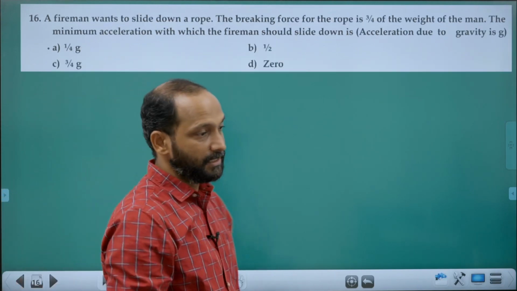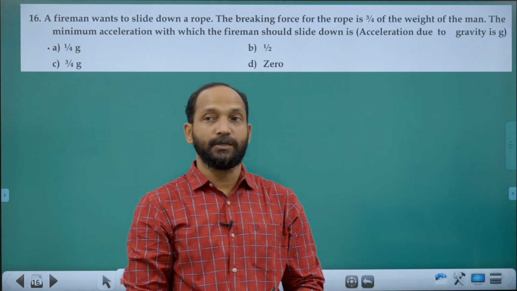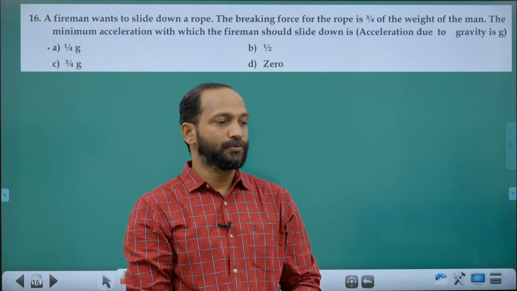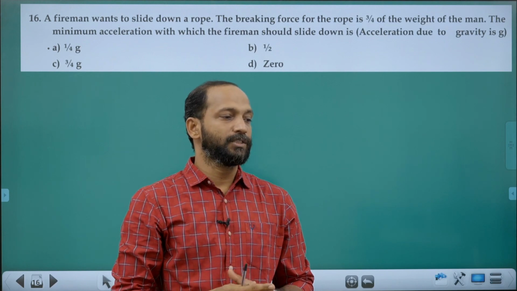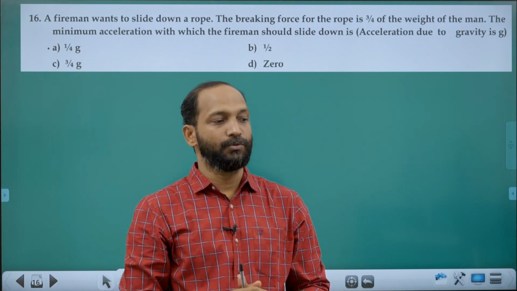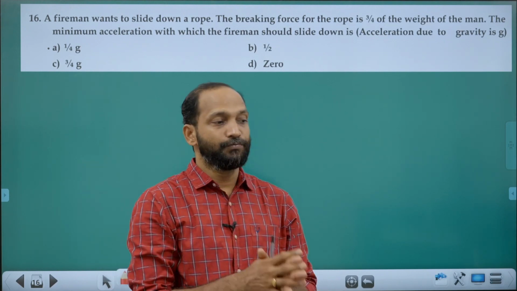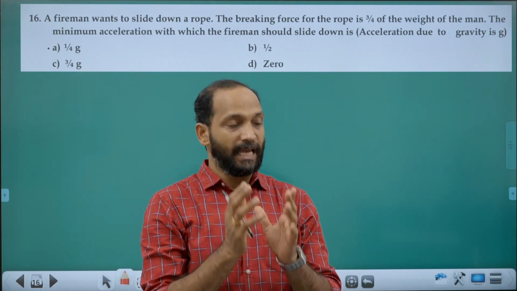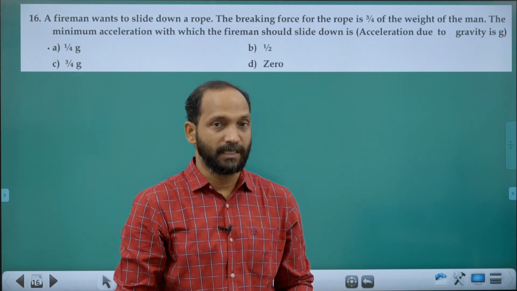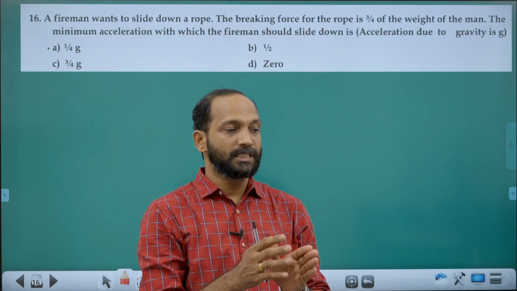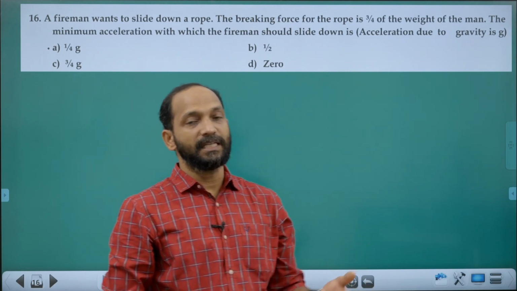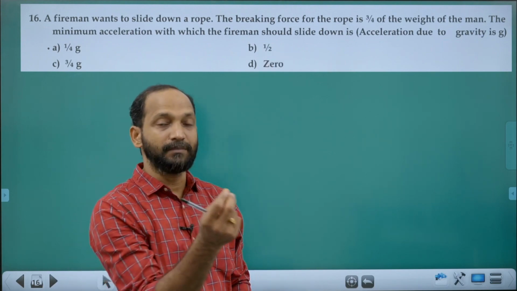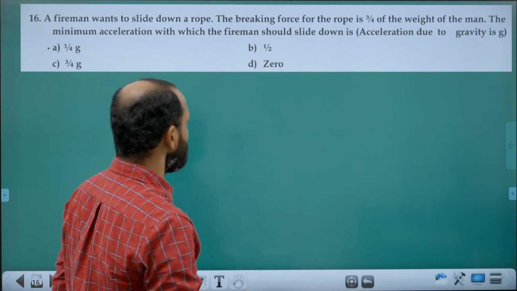Next one, 16. A fireman wants to slide down a rope. The braking force for the rope is 3/4 of the weight of the man. The minimum acceleration with which the fireman should slide down is. We know very clearly, if the fireman is simply hanging on the rope, it will break, because the rope cannot sustain more than 3/4 of the weight of the man. But he can comfortably slide down with a certain minimum acceleration. The question is, what is that?